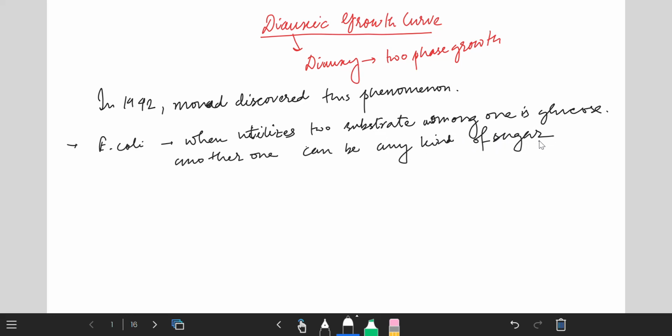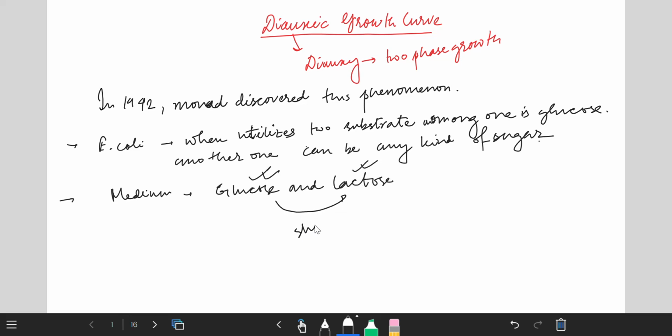Okay. Now, when E. coli goes in a medium containing both glucose and lactose, it will utilize glucose first, until the glucose is exhausted. After that, it will use lactose, but obviously after a short lag period. And in this short lag period, it actually synthesizes the enzymes needed for lactose.